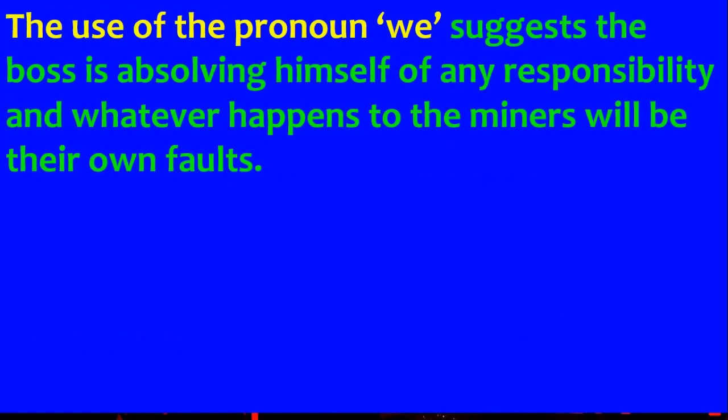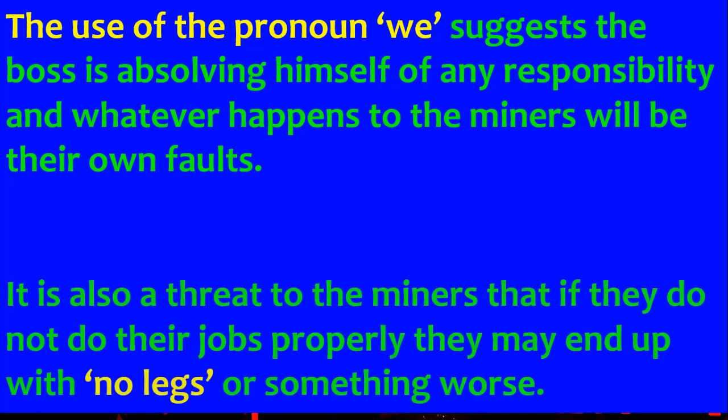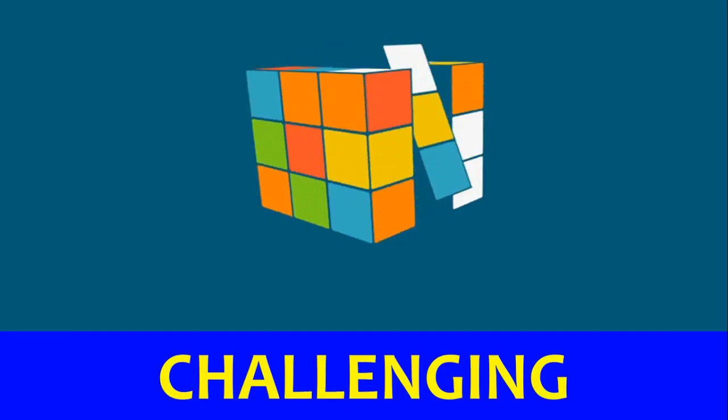So let's put that in. The use of the pronoun we suggests that Bob is absolving himself of any responsibility, and whatever happens to the miners will be their own fault. It's also a threat to the miners if they do not do their jobs properly. They may end up with no legs or something worse. So again, very short quotes that I'm zooming in on.